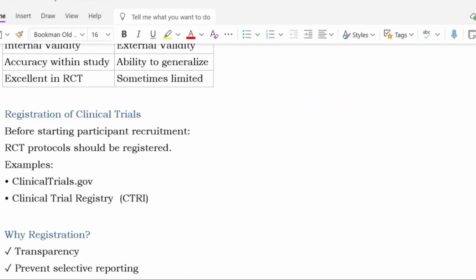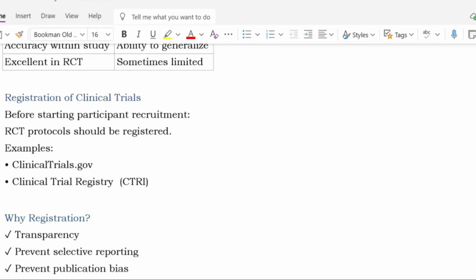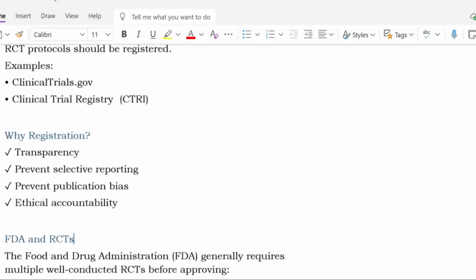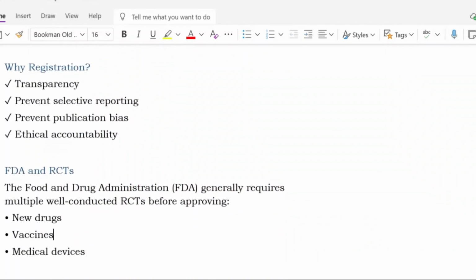Trials should always be registered in an appropriate registry. Before recruiting the first participant, the trial should be registered. The RCT protocol should be registered with clinicaltrials.gov, or other clinical trial registries. So registration is very important. Why registration? It maintains transparency, prevents selective reporting, and prevents publication bias. Ethical accountability will be there. There is also the role of the FDA and RCTs. The Food and Drug Administration generally requires multiple well-controlled RCTs before approving new drugs, vaccines, and medical devices.